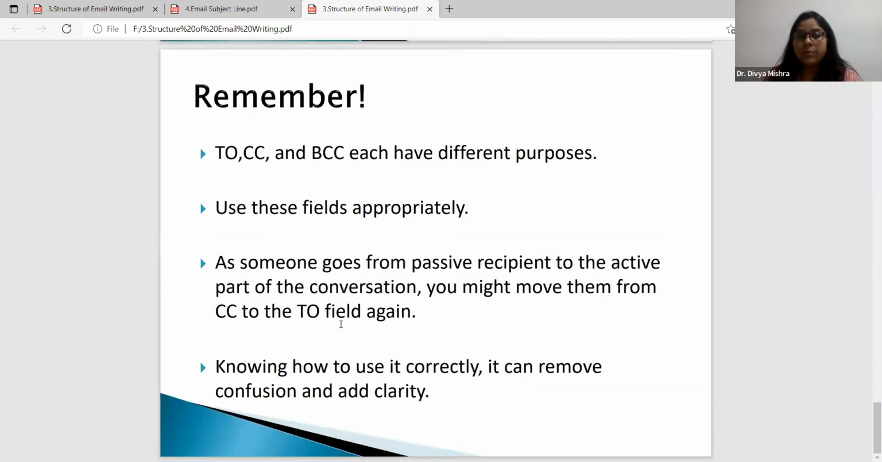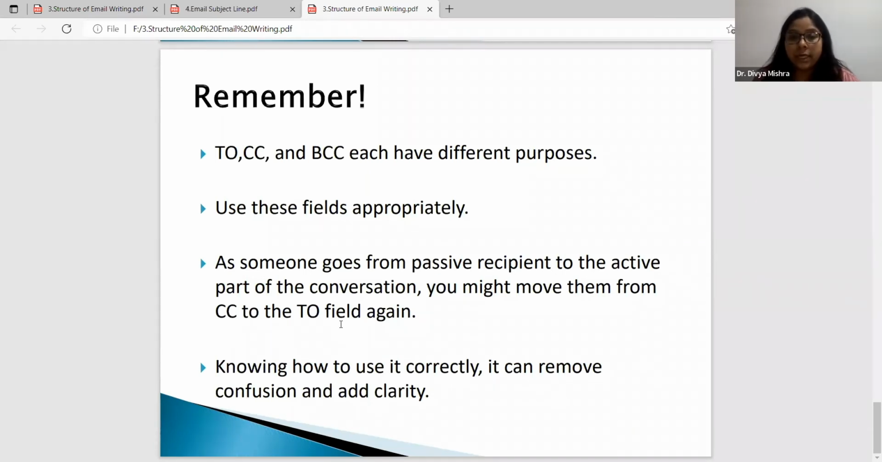Remember the points to remember: To, CC and BCC each have different purposes. Use these fields appropriately. Try to understand the purpose of To, CC and BCC, and use them according to that purpose. As someone grows from passive recipient to an active part of the conversation, you might move them from CC to the To field. If somebody is a passive recipient, you will write that person's name in CC. But if you think now that person is directly part of that email, then you will write that person's name in the To field.